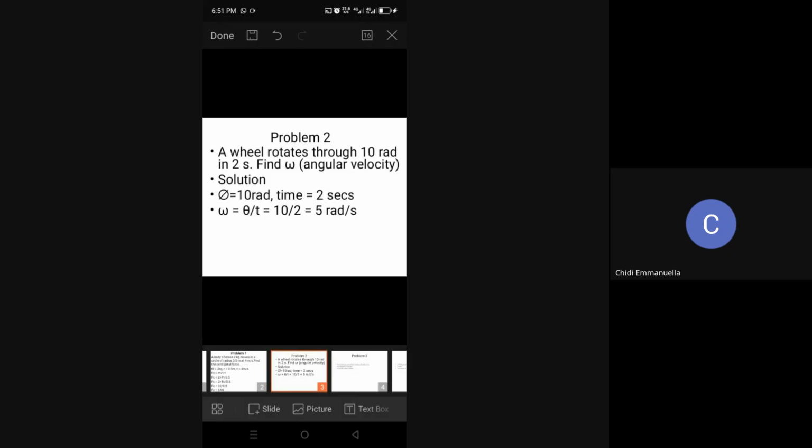A fan, that can be a ceiling fan or a standing fan. The blades now, just talking about the blades.